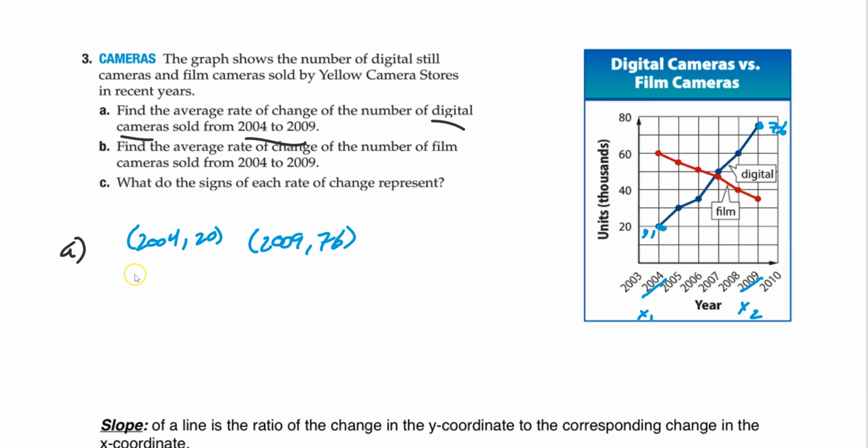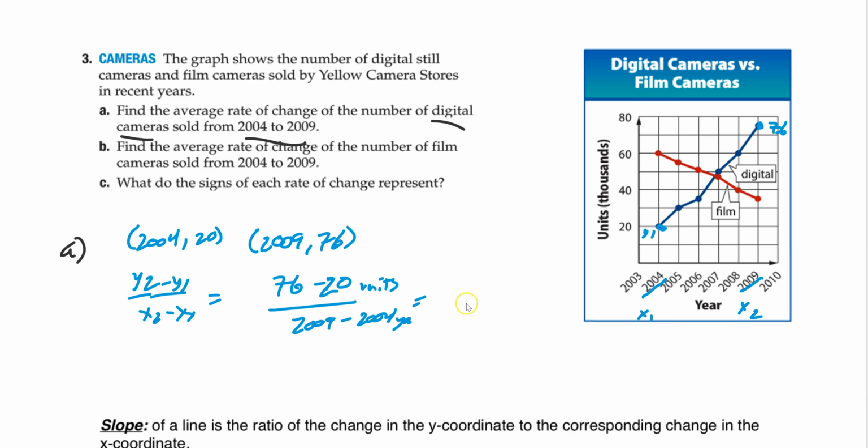Let's find the rate of change. So y2 minus y1 over x2 minus x1. So it's going to be 76 minus 20, and again, these are in thousands, over 2009 minus 2004 years. And I get 56 over 5 years. So every 5 years it goes up another 56,000 units, roughly. Again, I estimated, so that's what we have.